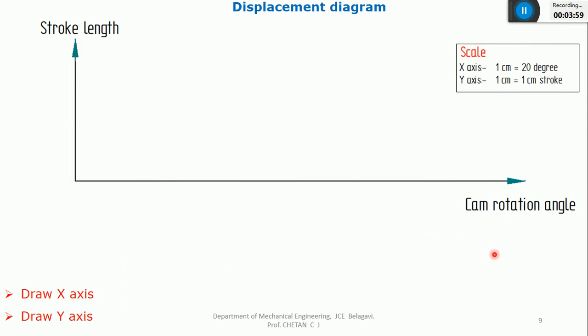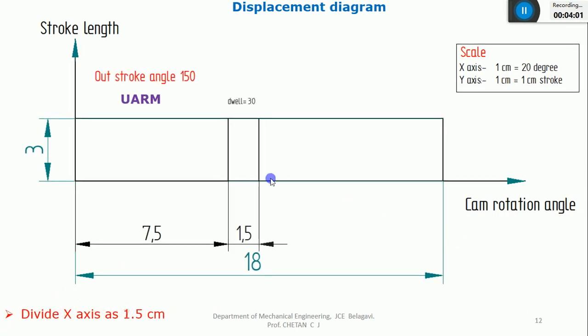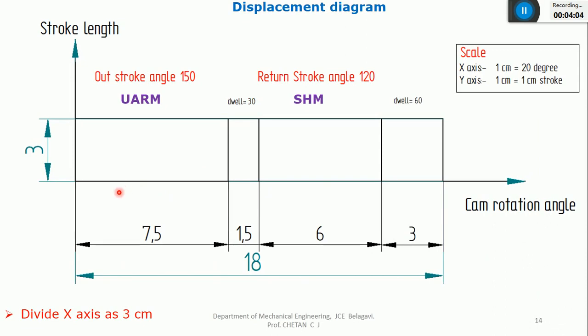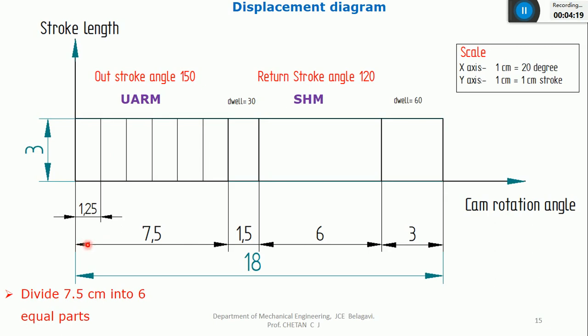You can see, first we have indicated all the four angles, that is outstroke angle, dwell angle, return stroke angle, and the second dwell angle along the x-axis. And along the y-axis, I have taken the stroke length, and I have divided this outstroke into 6 equal parts. Total is 7.5, it means each division will be 1.25. After that, I have followed the steps which are required for drawing the displacement diagram for this uniform acceleration and retardation motion. And I got this displacement diagram.